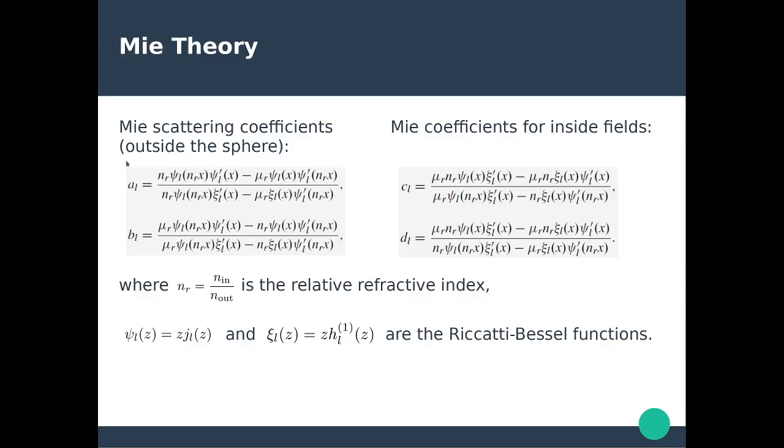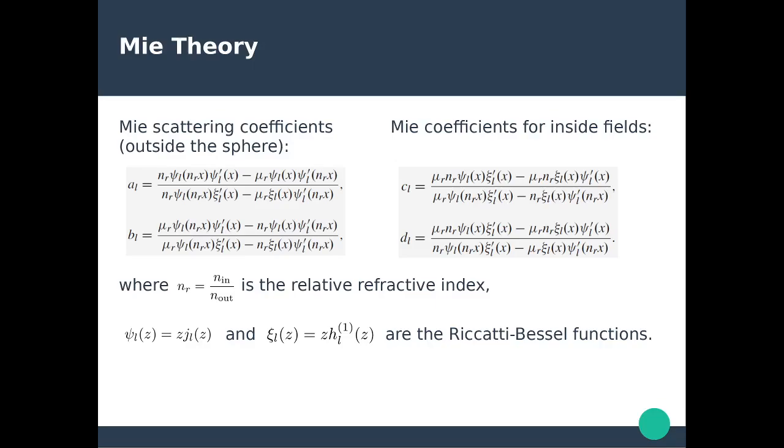So you have, of course, the Mie scattering coefficients, which basically are the coefficients outside the sphere, A and B. We're going to come back to them in a minute. And you have the Mie coefficients for the fields inside the sphere. So you see that they depend on this psi function and this xi function. Those are basically just Riccati-Bessel functions, which are just a slight modification of the Bessel and Hankel spherical functions. So Bessel functions, Hankel functions, Legendre polynomials, these are the mathematical objects that are used in Mie theory along with vector harmonics.